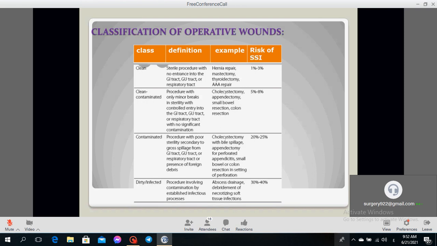The last one is dirty or infected wound. Here, procedure involving contamination by established infectious process. Usually, this involves the traumatic wound, grossly traumatic wound by a contaminated subject, or there is a massive injury.